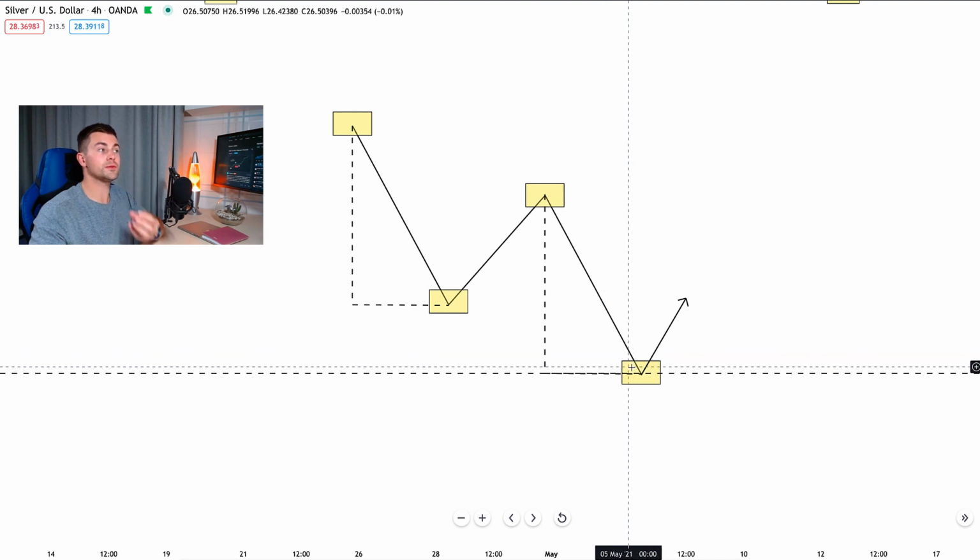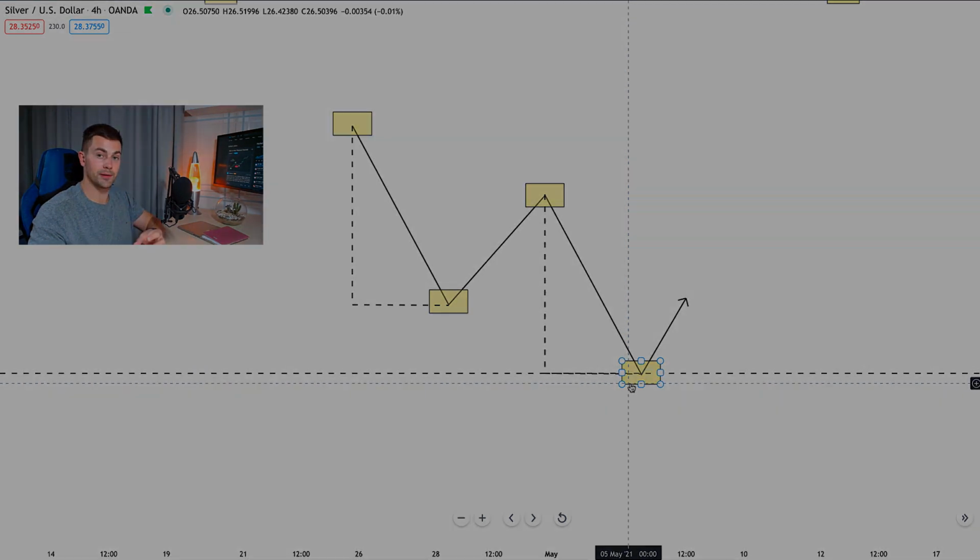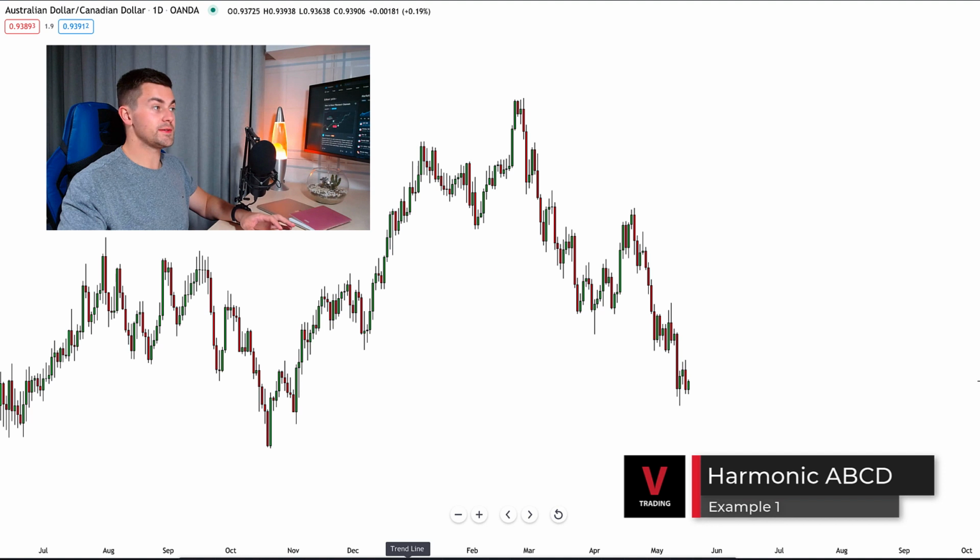If you see just the harmonic ABCD pattern and you don't see any structure on the left, quite often this pattern will be false, and for you it will turn into a losing trade. But once this pattern is combined with the key level, with the key structure, the chances to catch a decent move increase dramatically.